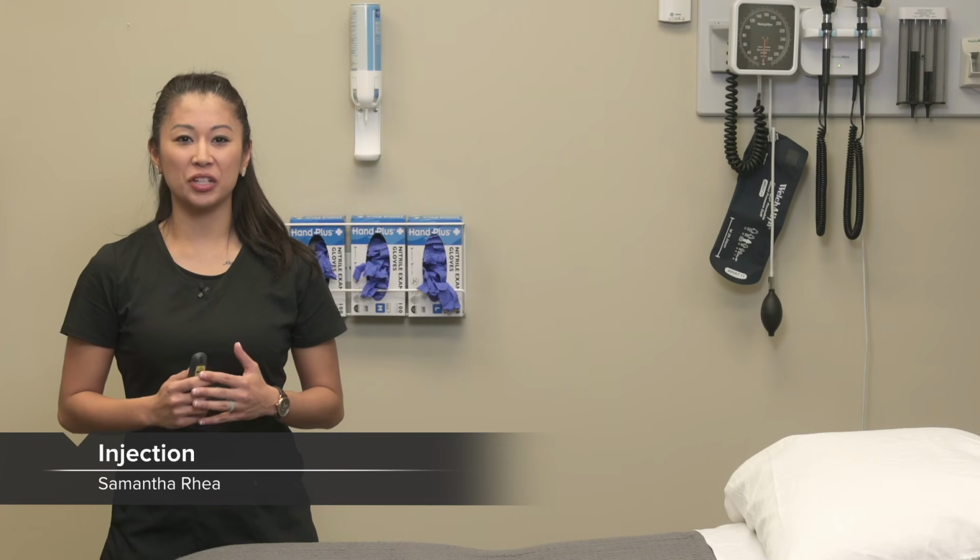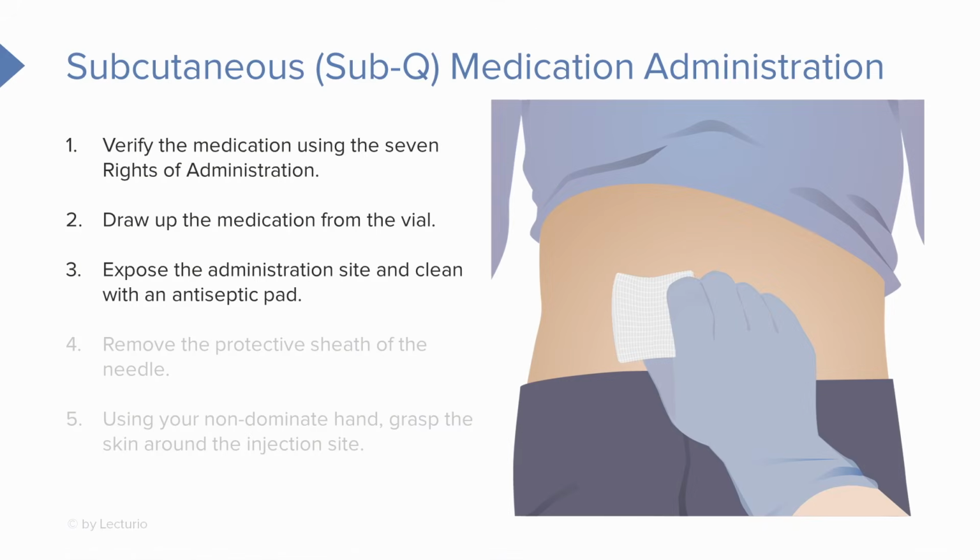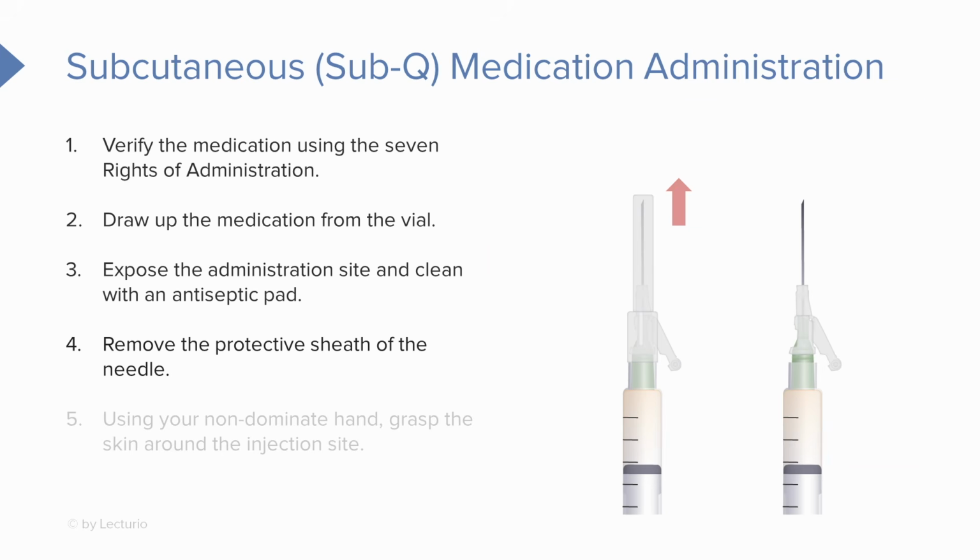Now that we've drawn up our medication for our subcutaneous injection, we're going to now do the injection itself. So first, make sure you expose the administration site and clean that with an antiseptic pad. Usually that's going to be an alcohol swab. So now let's remove the protective sheath of the needle.